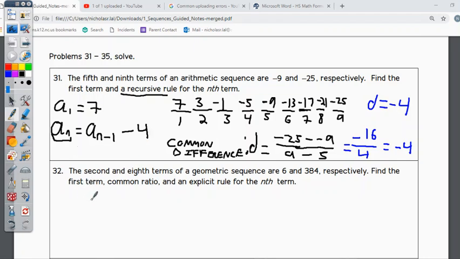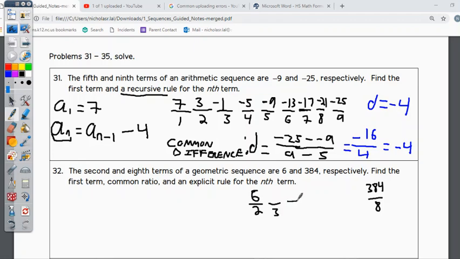The second and eighth terms of a geometric sequence are 6 and 384 respectively. Find the first term, the common ratio, and an explicit rule for the nth term. All right? So I'm going to have the second term is 6, and then I have the eighth term is 384.